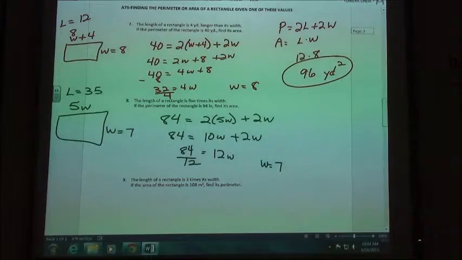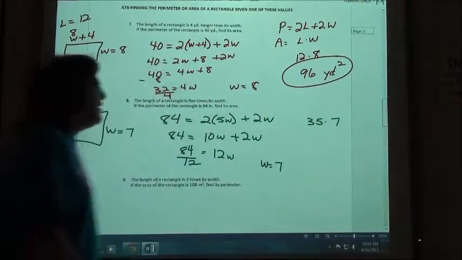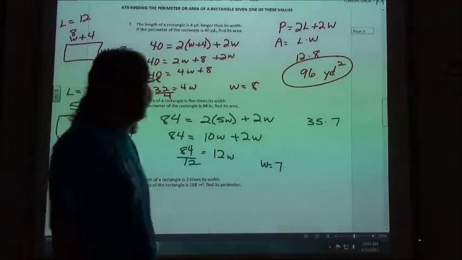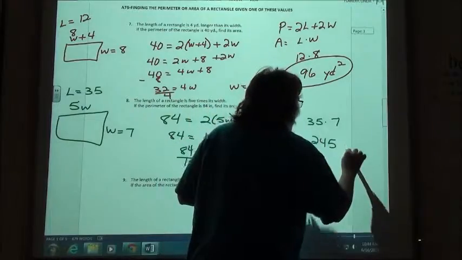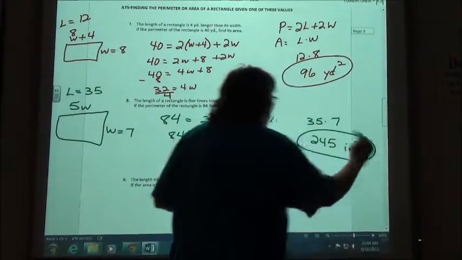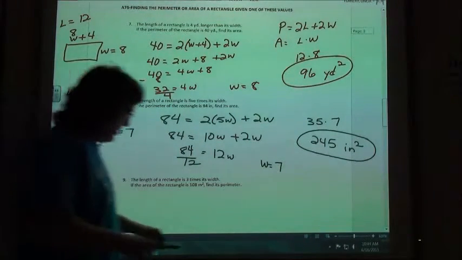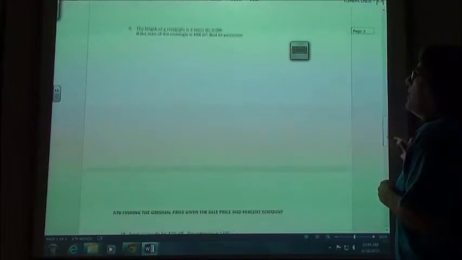Again, this one says find the area. Once I know both the length and the width, I can use my formula for area. So 35 times 7 would give me 245. And this was in inches, so area would be inches squared if I need to put the label on there. The third one starts off with area and wants you to find the perimeter.